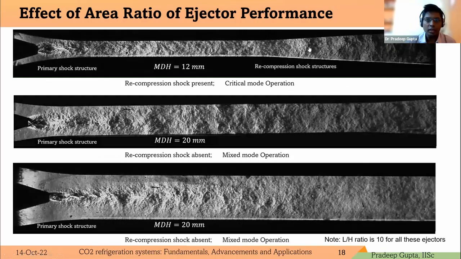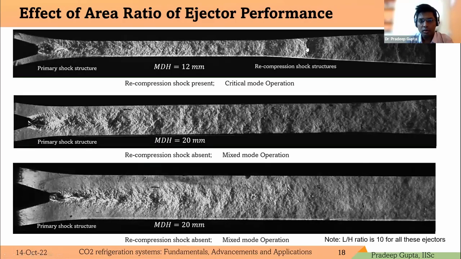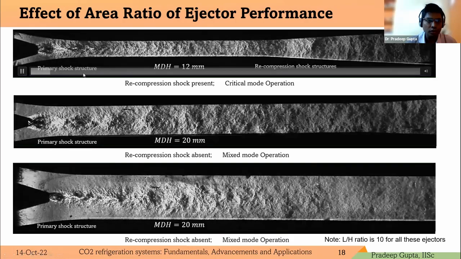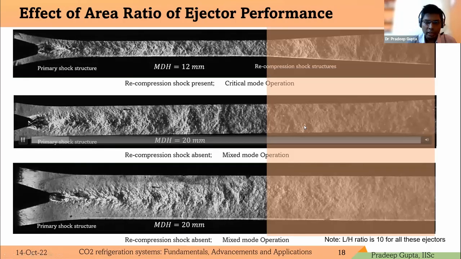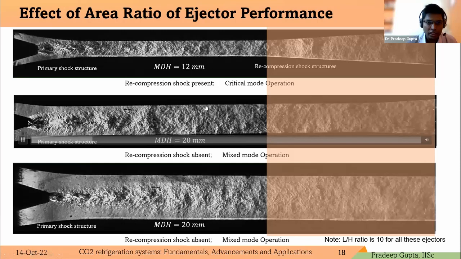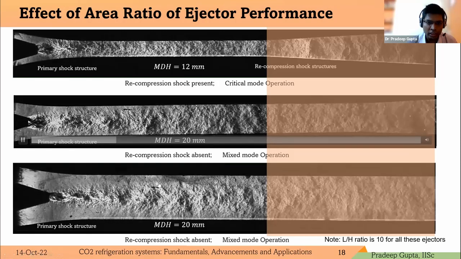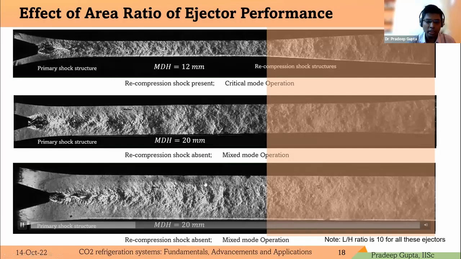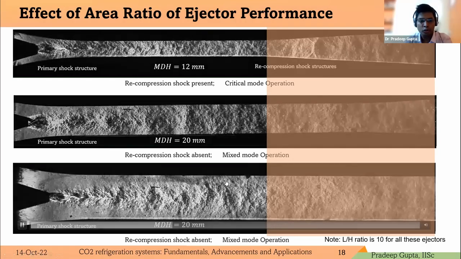So we can see again here that we only have the recompression shock for ejector 4. For ejector 7, we can see the secondary velocities are a bit high, but in the case of ejector 8, the secondary velocity is very low, and that resulted in the lower entrainment ratio for ejector 8.